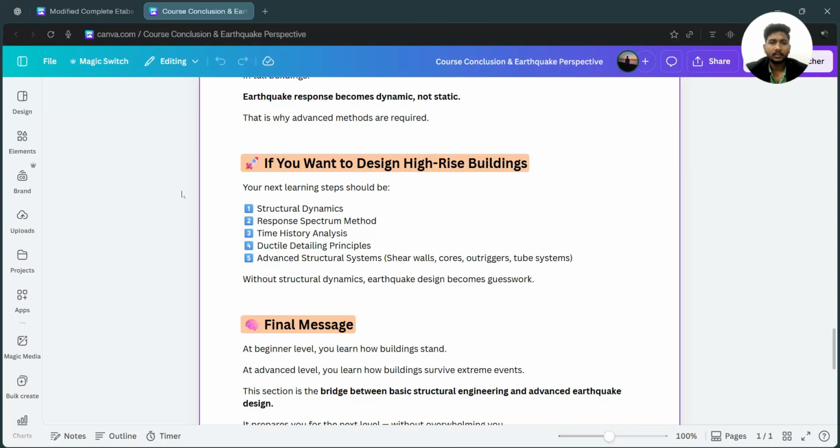Without structural dynamics, meaning the basic and theoretical knowledge you require, earthquake design becomes guesswork. We cannot directly show you by showing the software use and have you understand it. You have to go deep into it.